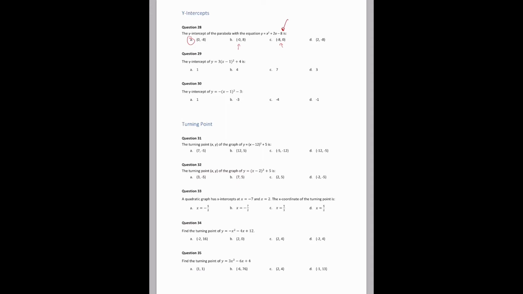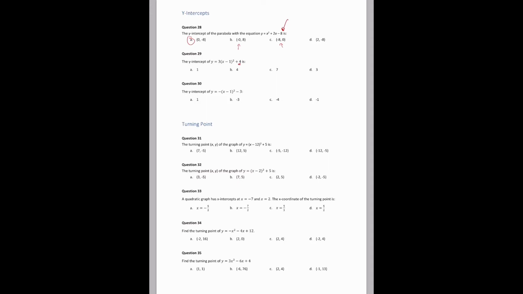Question 29, it wants you to find what the y-intercept is. Now, most students often make the mistake where they think this +4 is the y-intercept, but that's not the case if it's expressed in the turning point form, okay? It could be, but it doesn't necessarily have to equal that term over here.